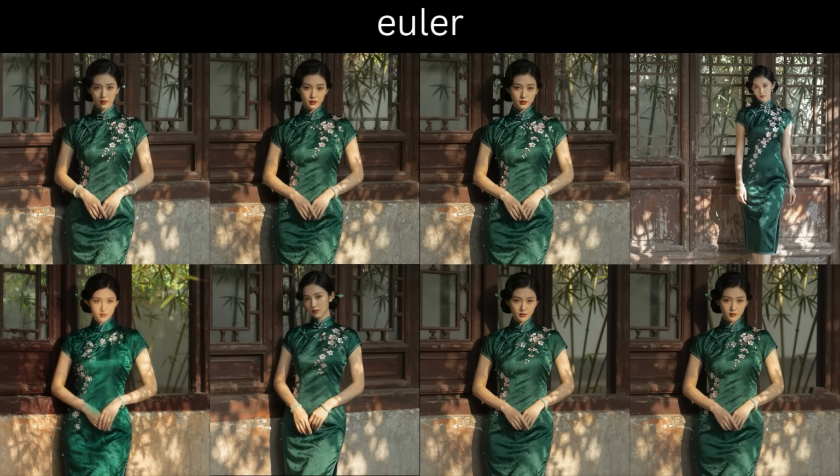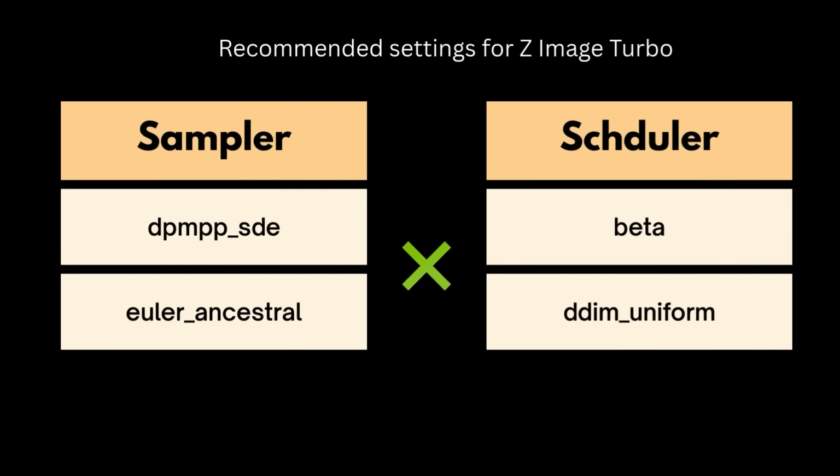You have probably noticed that DPMPP and Euler work with most schedulers. Euler Ancestral is the same, but I still recommend beta and DDIM uniform specifically. Why? Because they truly unleash the full potential of these samplers. Other schedulers might not give you the same result. Before we discuss the schedulers, let's talk about the Euler Ancestral.